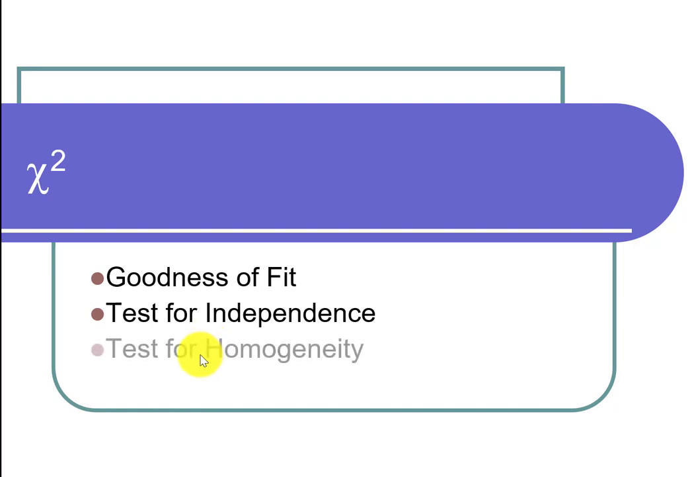So the final test we'll look at is called the test for homogeneity. And that's kind of similar to the goodness of fit test, where the goodness of fit test was saying we have a population and we want to say, does the population's distribution fit something we expected? With homogeneity, we're going to be saying we have two different populations, and do their distributions fit each other? Are they the same as each other? So that's what this particular chapter is all about.